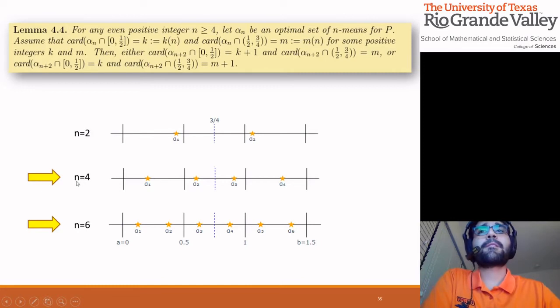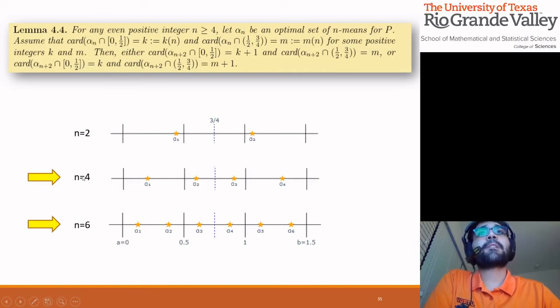So consider the case when n equals 4. We have only one quantizer in the first interval. Remember, forget about these two. We're only focusing on this region right here. So there's only one quantizer in A1. There's only one quantizer between 0 and 1/2, and one quantizer between 1/2 and 3/4. So k equals 1, m equals 1.